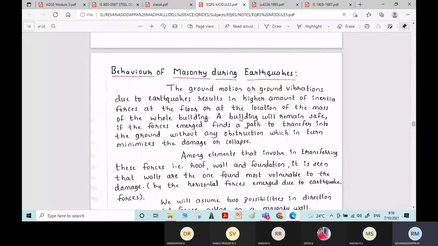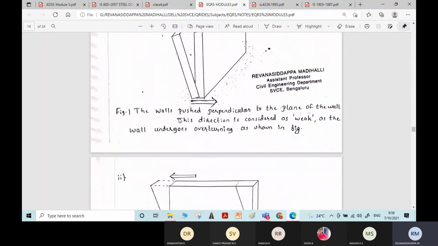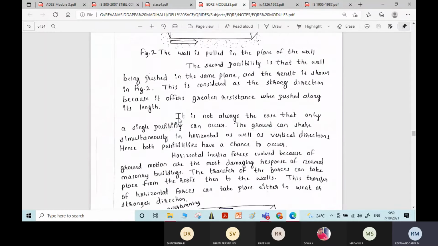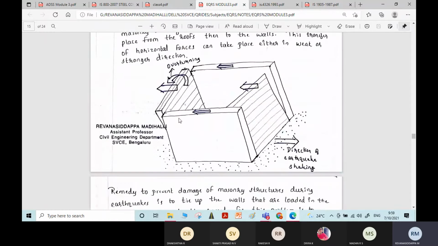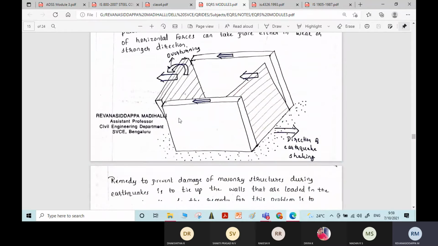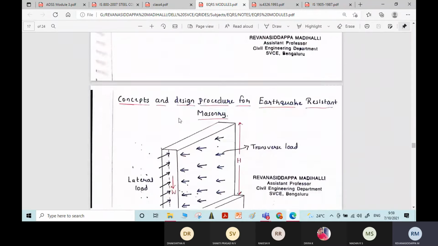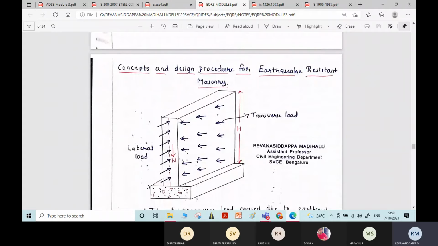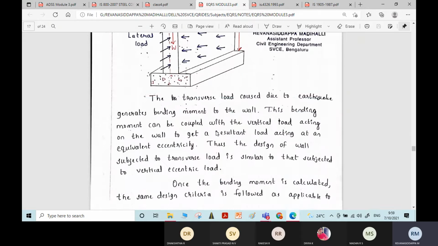So, in the previous class of earthquake resistant structures subject, we have discussed behavior of masonry during earthquakes with respect to the single wall and with respect to the combined walls in a room. And we have discussed how to design a masonry wall for an earthquake load.